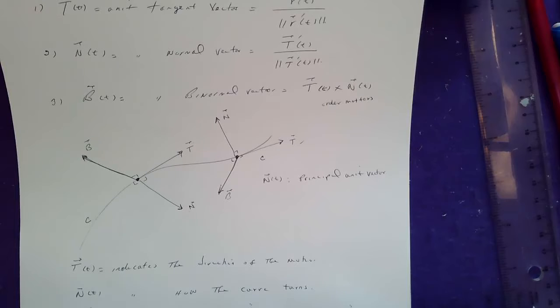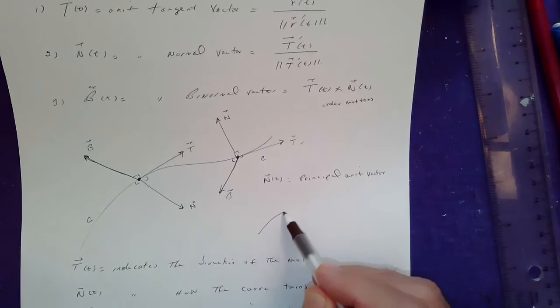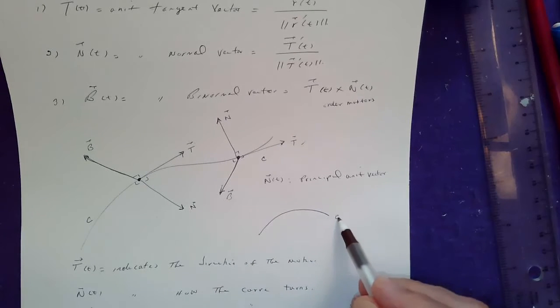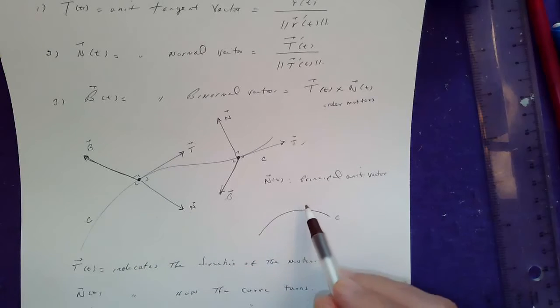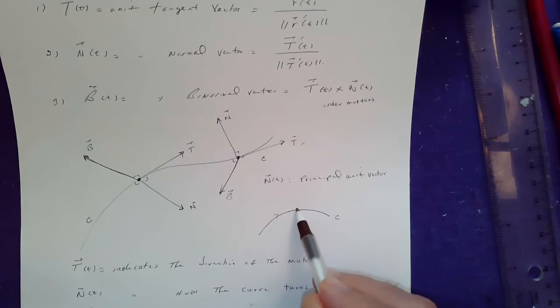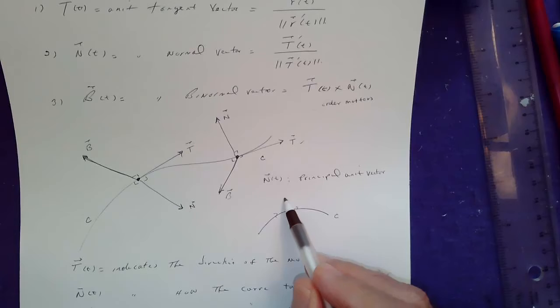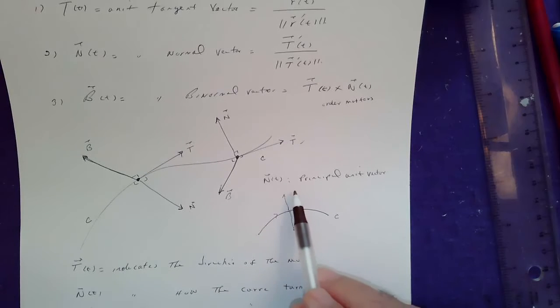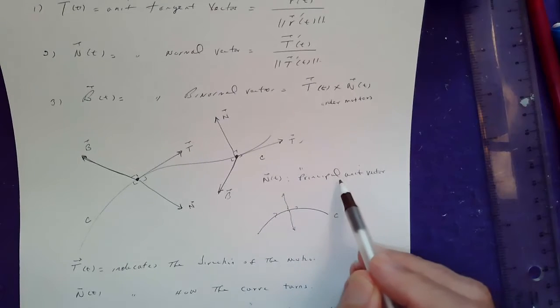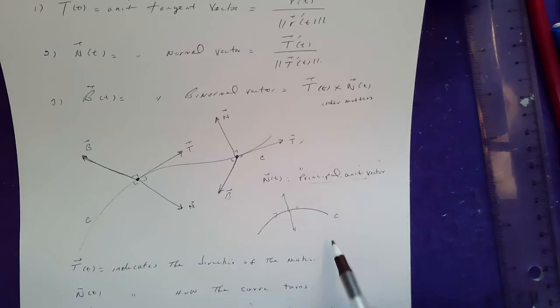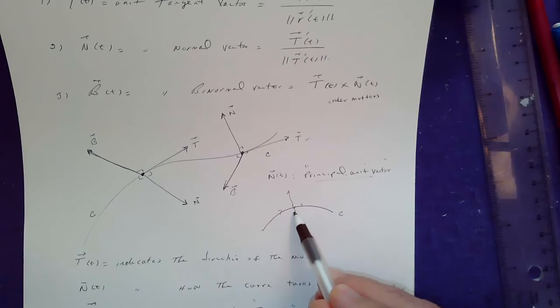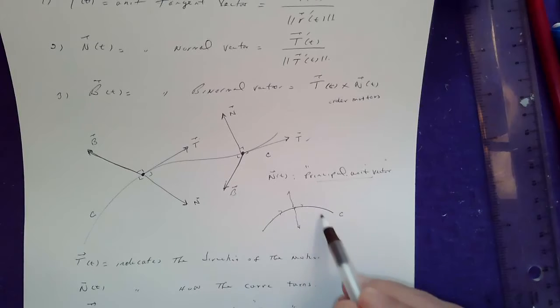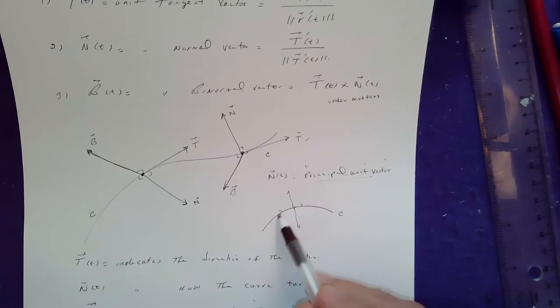three unit vectors. The question is, when you have this portion of the curve, we know the tangent is in the direction of the motion. Well, how do you draw the normal vector? Do you draw it this way, or the opposite way? It turns out the normal vector, which is also known as the principal normal vector, is always drawn from the point towards the center of the curve.